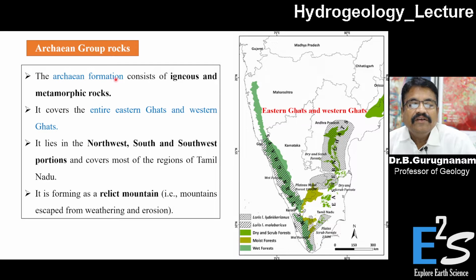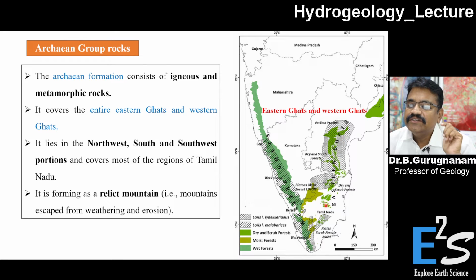The Archean formation consists of igneous and metamorphic rocks. The Archeans are the very oldest formation, which consists of two major groups of rocks. One is igneous, the second one is metamorphic formation. It covers the entire Eastern Ghats. You see, look at that, this is the Eastern Ghats hill, the movement is here. This is the Eastern Ghats.